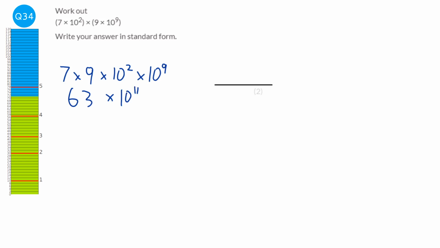Now here we've got a problem. It looks like standard form, but it is not standard form, because standard form has to be a number between 1 and 10, but not including 10. And here we've got 63.